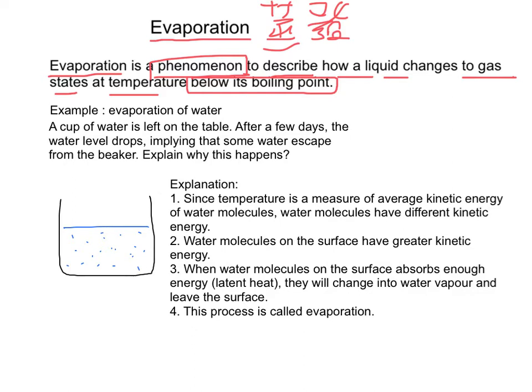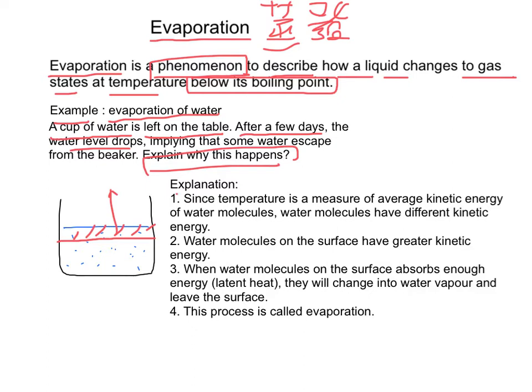Let's look at an example for the evaporation of water. When a cup of water is left on the table, as shown in the diagram, after a few days, the water level drops, implying that some water escapes from the beaker. Explain why this happened.